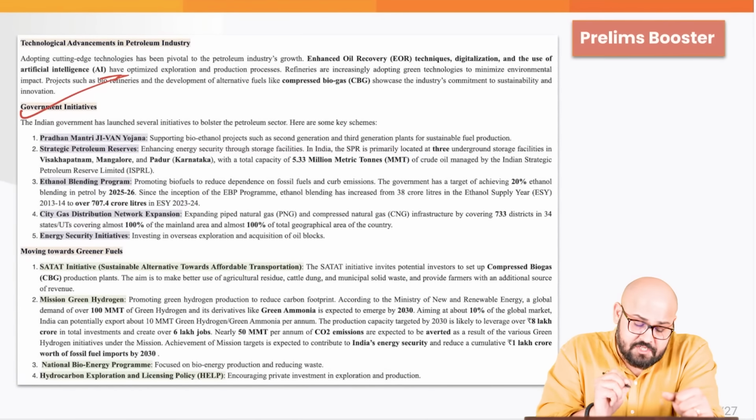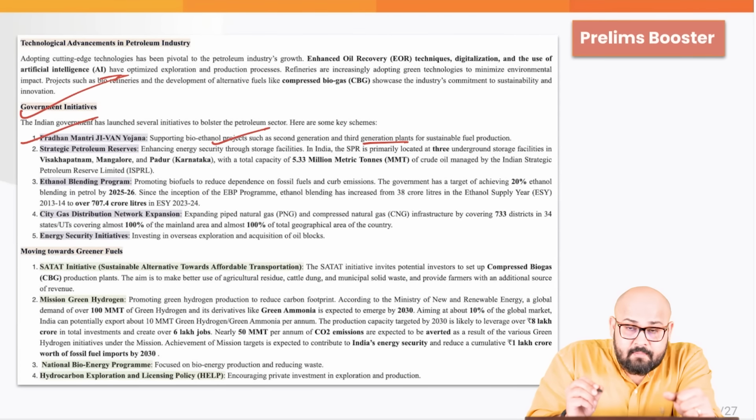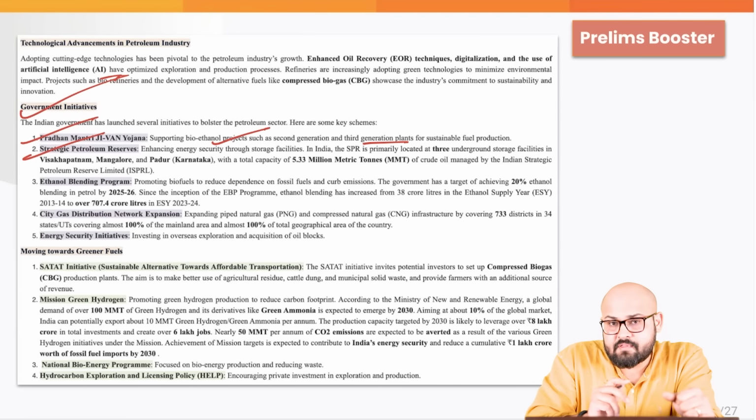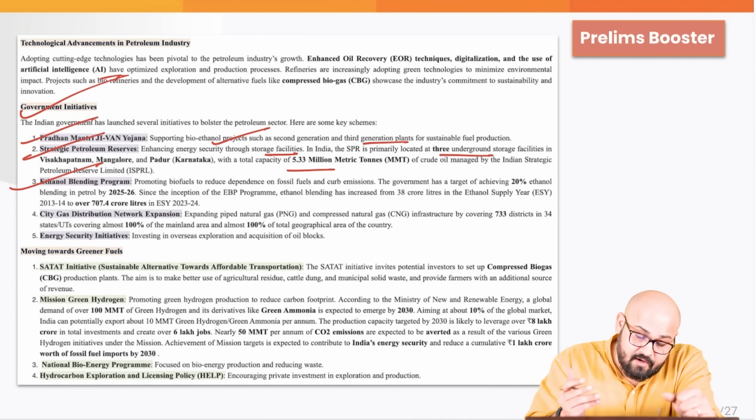What have been the government initiatives? We have the Pradhan Mantri Jeevan Yojana supporting bioethanol projects such as second generation and third generation plants for sustainable fuel production. Then we have strategic petroleum reserves, SPRs, enhancing energy security through storage facilities. We have 3 underground storage facilities in Visakhapatnam, Mangalore and Padur in Karnataka with a total capacity of almost 5.33 million metric tons. Then the ethanol blending program, we already know that.